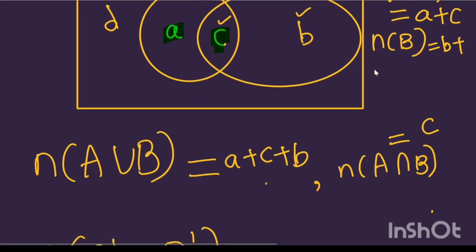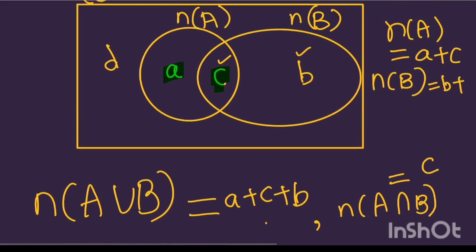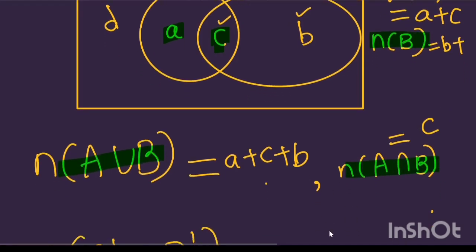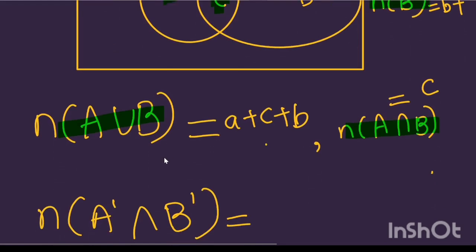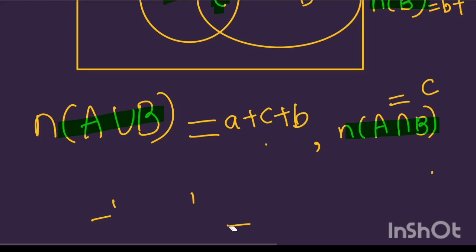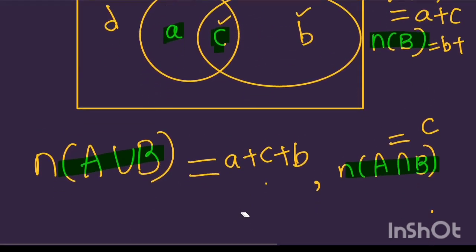So from these values of NA, NB, A union B and A intersection B, what we can derive here is, we will do it like this, guys. A dash intersection B dash we will derive also. A dash intersection B dash is simply D only. Okay, let me write it also. This D is N of A dash intersection B dash. It is quite clear.